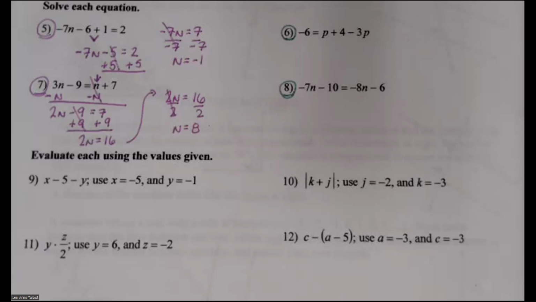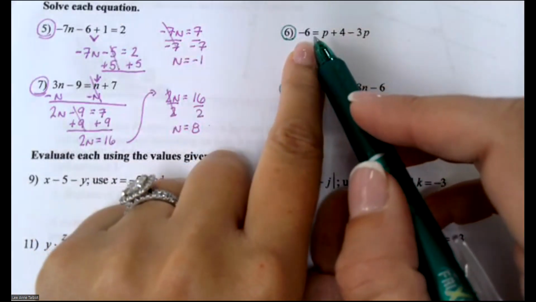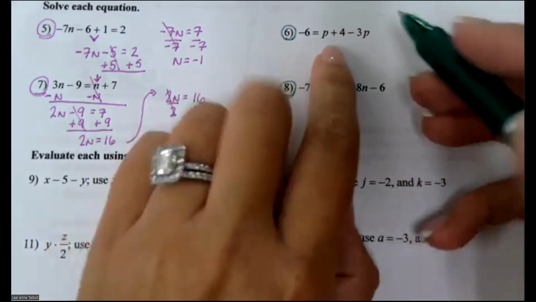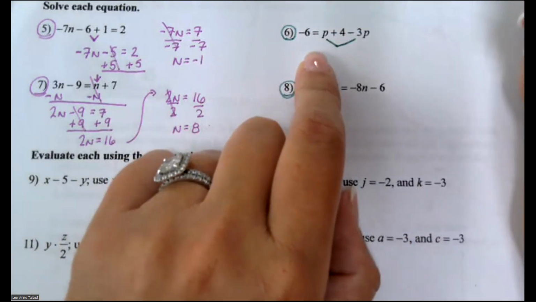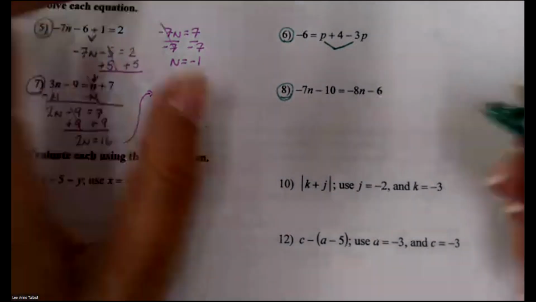Let's check number 6 and 8 and see how you did. So this one is different. The equals is on this side, and I'm hoping that you notice that the two terms with p's in them were both on the right, so you need to combine those.